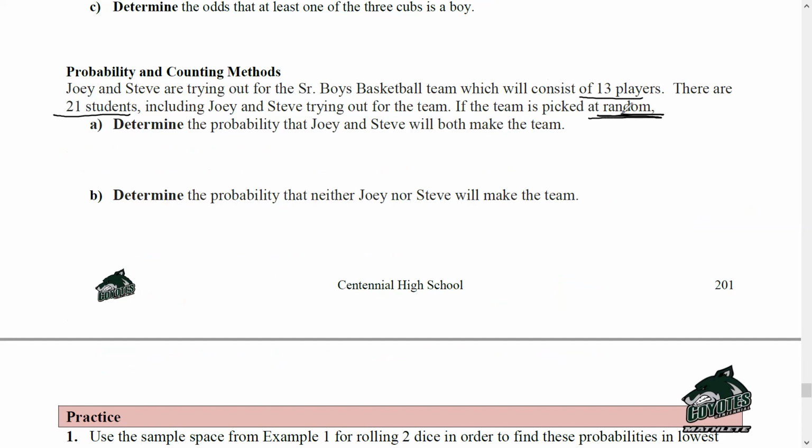So this is a combination because I'm not assigning roles. I'm not assigning roles, combination. So determine the probability that Joey and Steve will both make the team. Here's what I'm going to do. Forget about probability for a second. Let's go back to last unit. How many ways could Joey and Steve make the team? How many ways could they make the team?